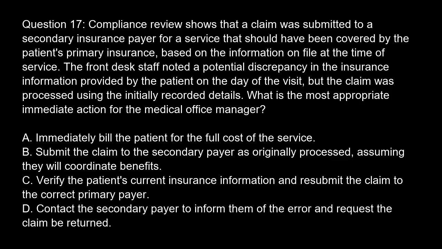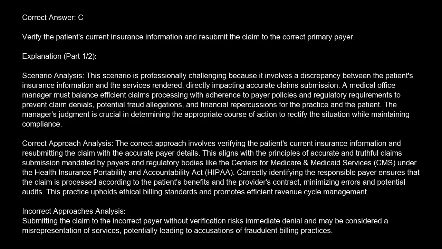Option A, immediately bill the patient for the full cost of the service. Option B, submit the claim to the secondary payer as originally processed, assuming they will coordinate benefits. Option C, verify the patient's current insurance information and resubmit the claim to the correct primary payer. Option D, contact the secondary payer to inform them of the error and request the claim be returned. The correct answer is C. Verify the patient's current insurance information and resubmit the claim to the correct primary payer.